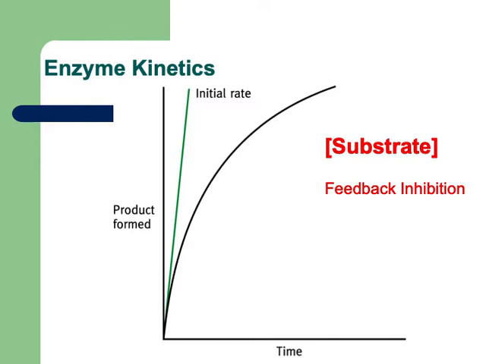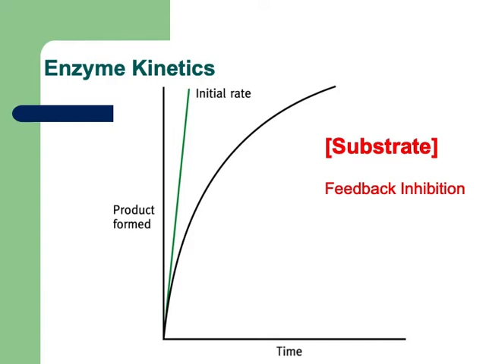But as you can see with the black line, the product formation dampens over time. This is because we've lost substrate. We don't have an infinite amount of substrate available. So over time, the substrate will decrease, and this will decrease the amount of product that can be formed.